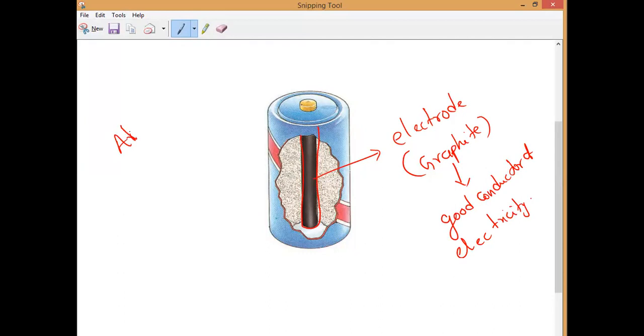So graphite and diamond are allotropes of carbon. Please remember. Diamond and graphite.